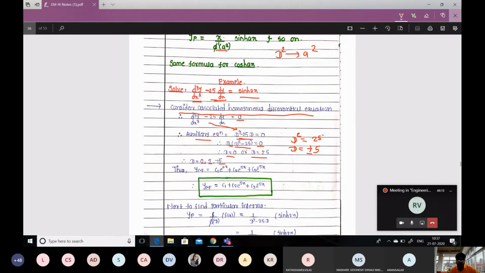Now writing the complementary function. These are real roots which are distinct, and therefore from case number 1, the solution can be written as c1 e to the power 0x plus c2 e to the power 5x plus c3 e to the power minus 5x.